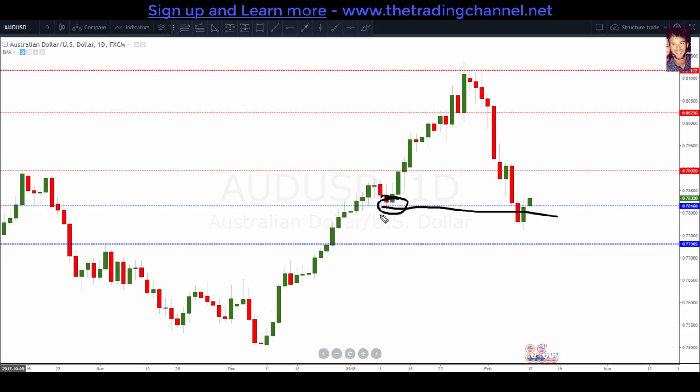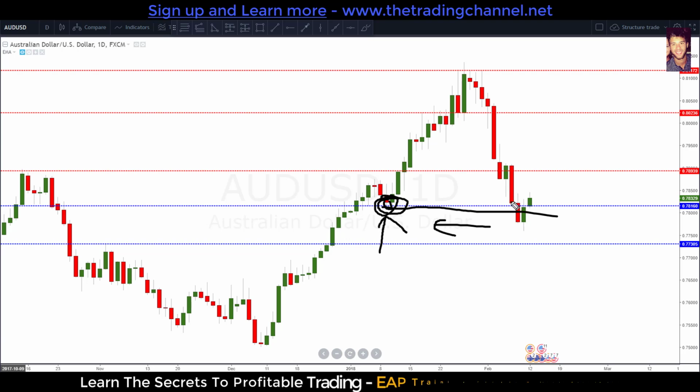As you can see, this market found support right at that blue line multiple times in the past. It found support at that area as well. Now we've come down to this area and broke below it. What do we know about price action? What do we know about structure? We know that previous structure support can become resistance.